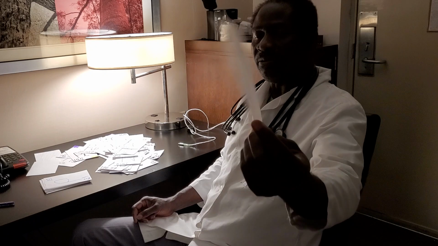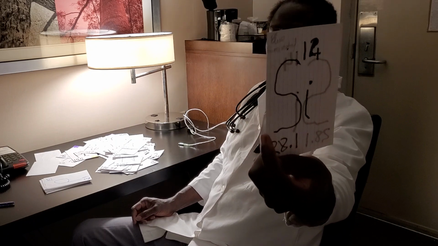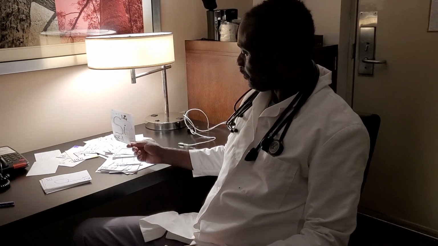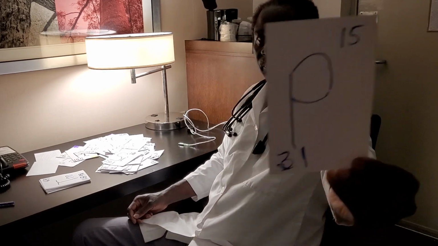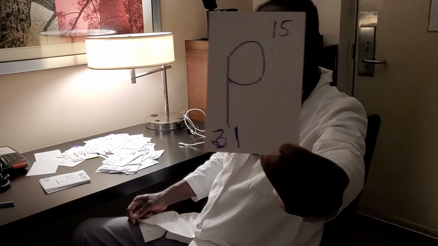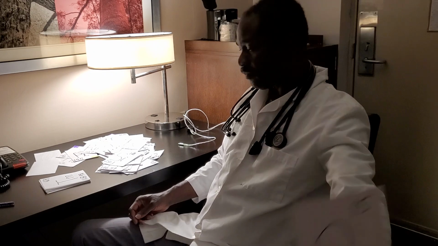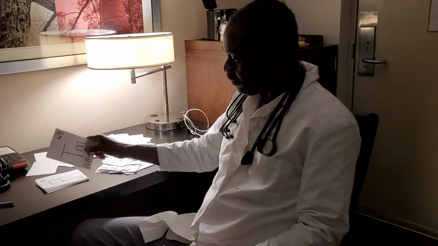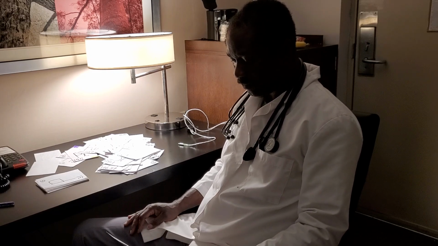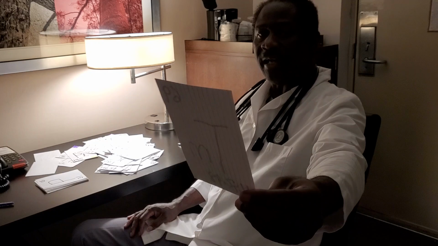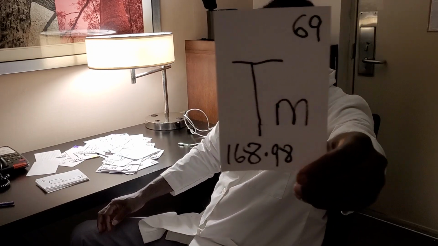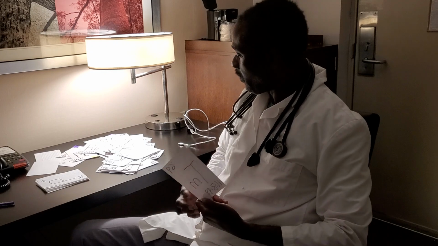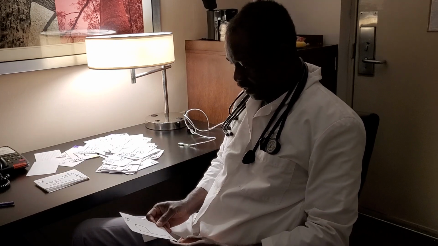Here is silicon, atomic number 14, atomic weight 28.1. P, phosphorus, atomic number 15, atomic mass 31. Atomic number 69 and atomic mass 168.98. Phosphorus here once more.